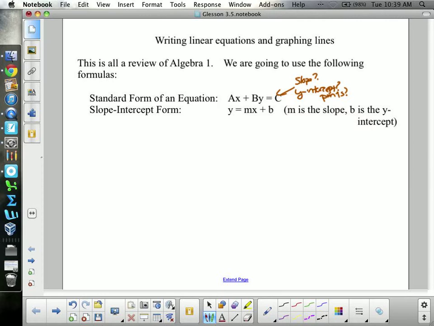The one you're probably most used to is slope-intercept form, y equals mx plus b. That one you probably use a lot. In y equals mx plus b, and we've already talked about this a few times because we've worked with it, the m represents the slope.